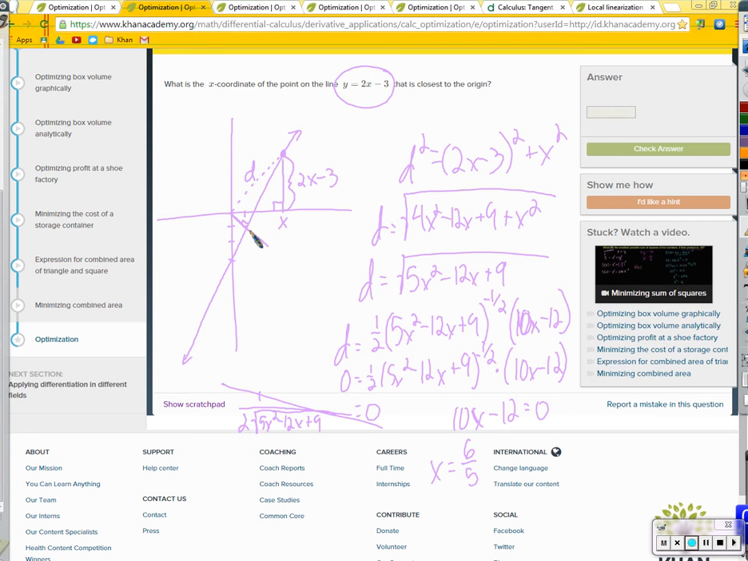Yeah. I'm still confused on how you got the distance thing over on the right, like the height of the Pythagorean theorem thing.